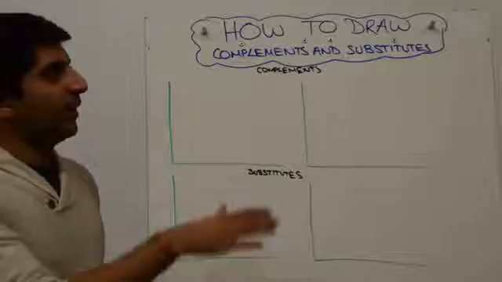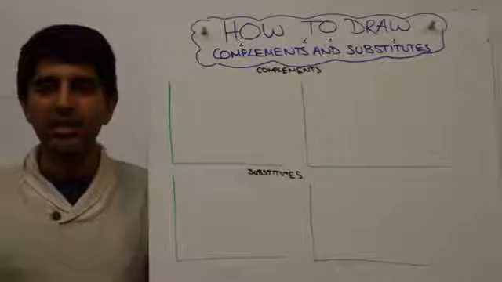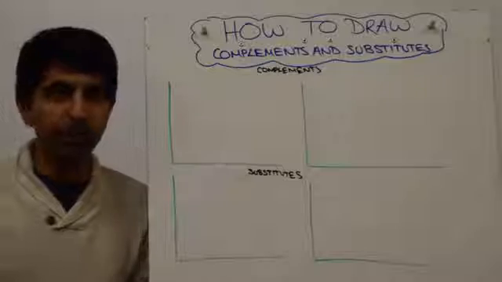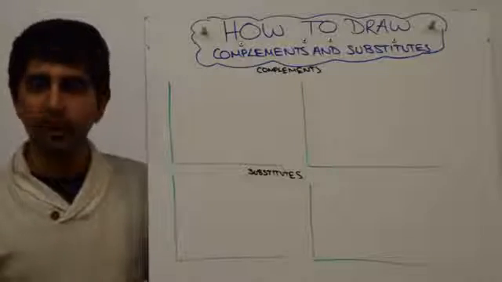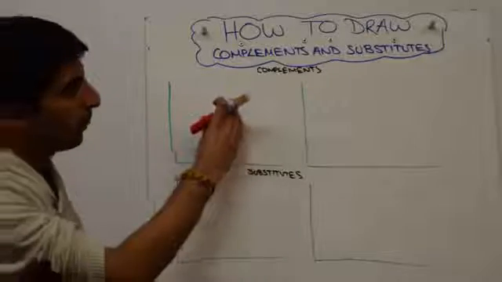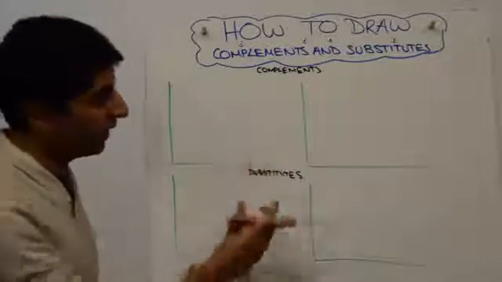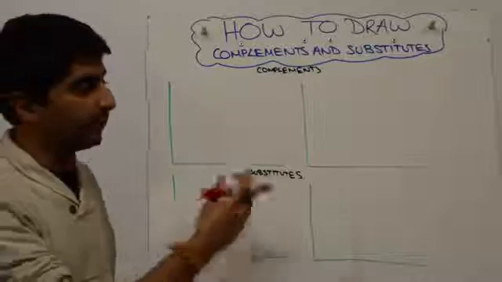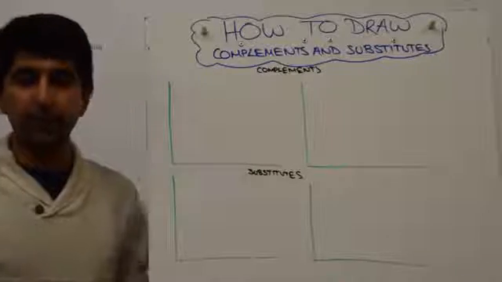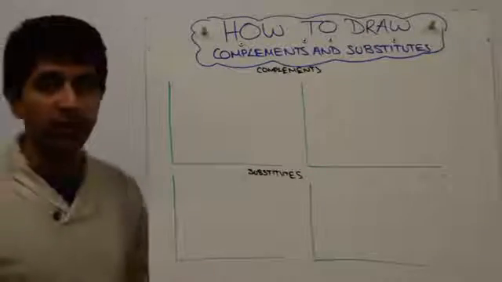Hi everybody! You want to show the impact of the change in the price of a complement or a substitute on the other complement or on the other substitute. So a change in price of one complement will lead to a shift in demand, either left or right, for the other. A change in price of a substitute will lead to a shift in the demand for the other substitute, either left or right, depending on the change in price.